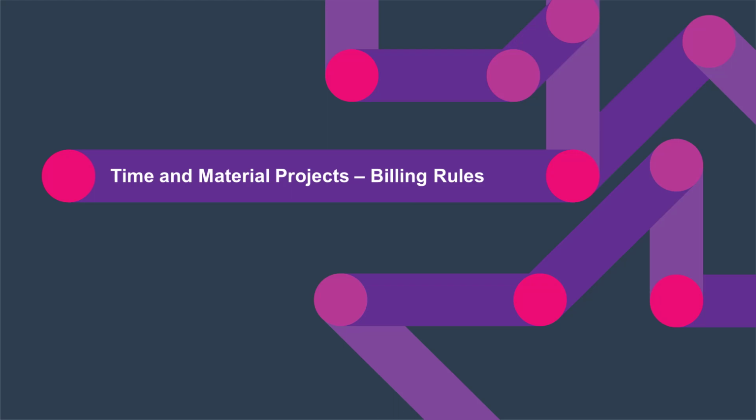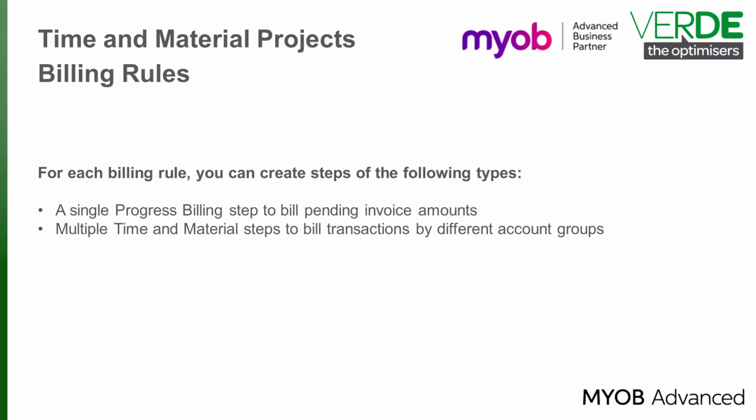We will now take a look at billing rules. For each project task, the billing process is defined by billing rules, which are defined on the billing rules form. For each billing rule, you can create steps of the following types: a single progress billing step to bill pending invoice amounts, or multiple time and materials steps to bill transactions by different account groups.